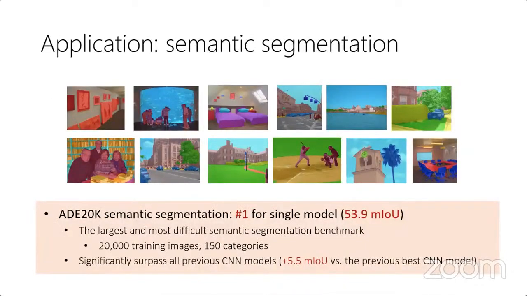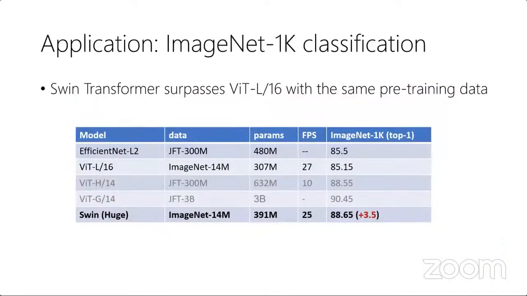The second application is semantic segmentation on ADE20K. It also surpasses all previous models by a large margin. That is, this model is 5.5 higher than the previous best model. On ImageNet-1K image classification, although ViT is leading the leaderboard, Swin transformer is 3.5 points better than ViT with similar model size, computation, and pre-trained dataset.